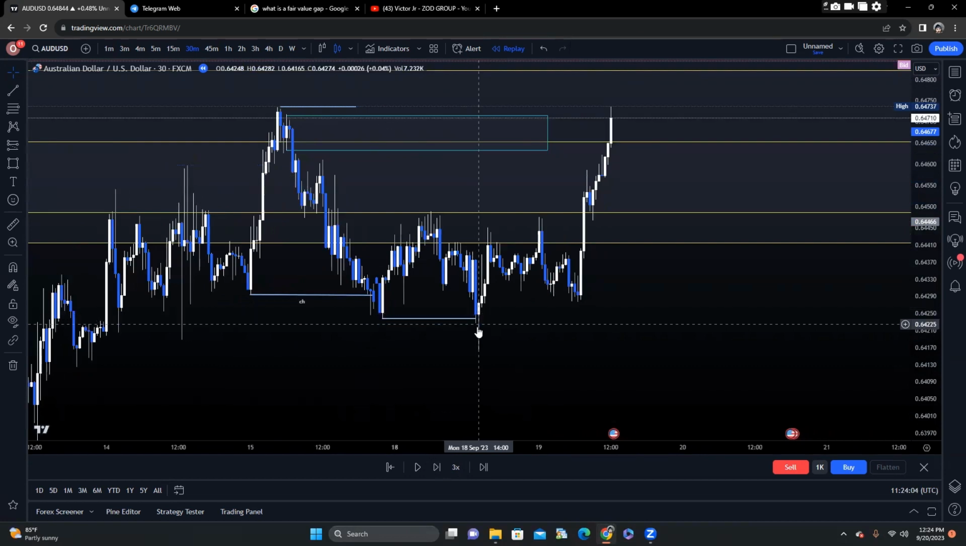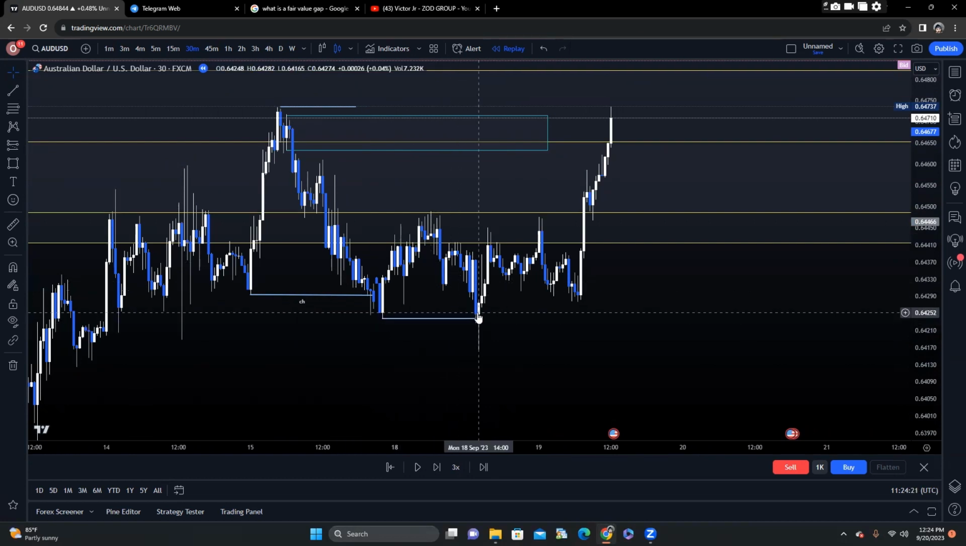If this body has broken below here, this would have been a break of structure. And then I'll be looking to take trades from this other block here. But then this other block, what happened? It was already filled. So it will not even be valid for me. I won't do anything here.